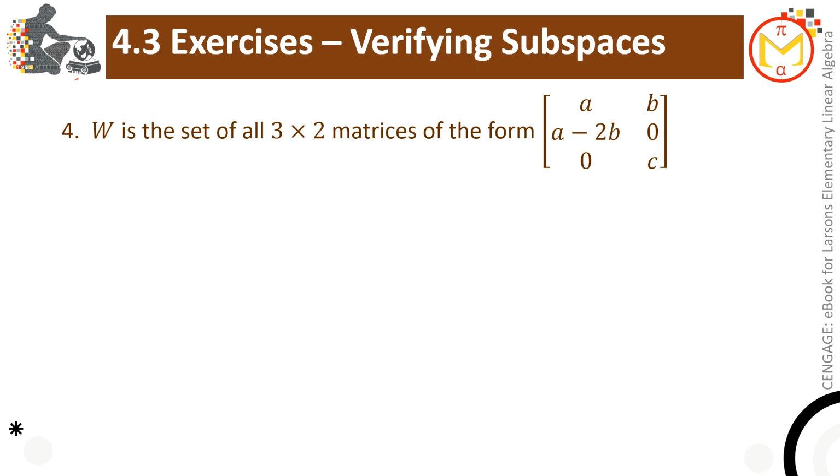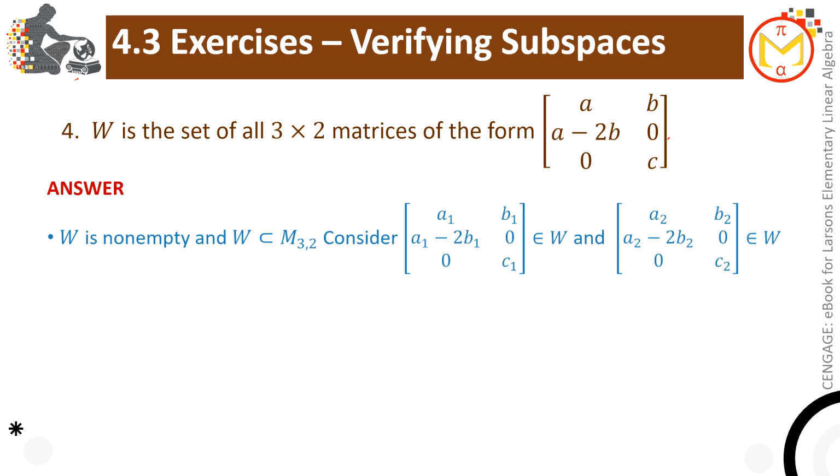Okay. What about a 3 by 2 matrices of this form? Look at this form. So let's check. Again, this one is always 0. Okay, A, B, C. This is A minus 2B. Let's see. Is it a non-empty set?